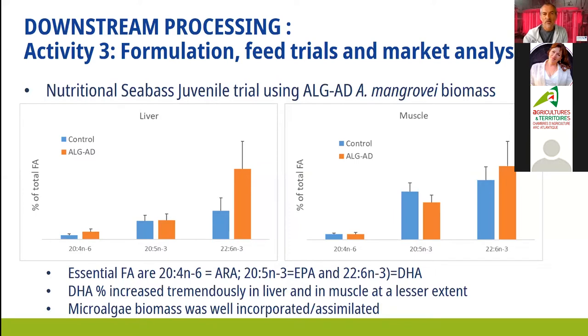It likely reflects that the liver was faster influenced by the fatty acid composition of the diet, mostly because it's closer to the digestive system, and we can expect that the muscle, which is a bigger tissue biomass, will take more time to reflect the dietary change. Overall, we can conclude that the macroalgae biomass was well incorporated and assimilated in the fish tissue.